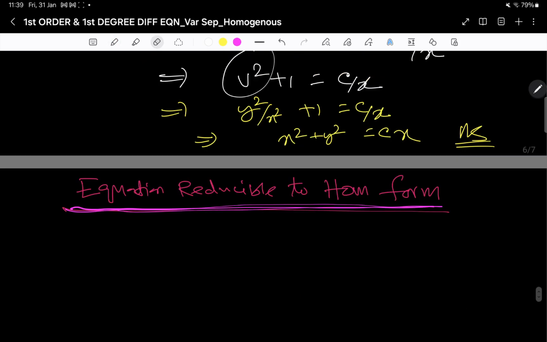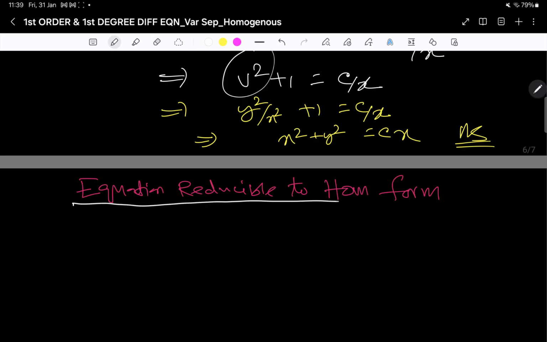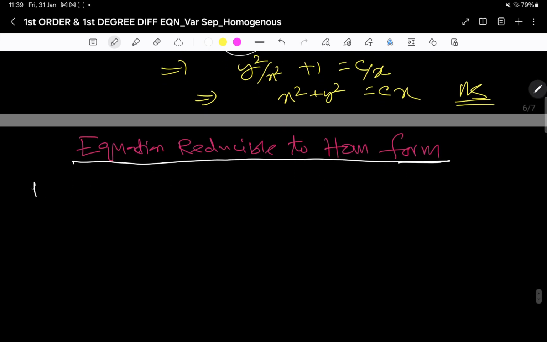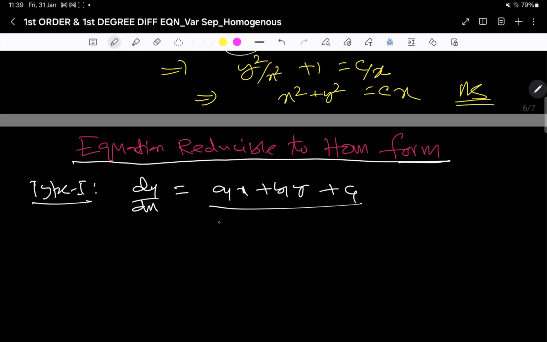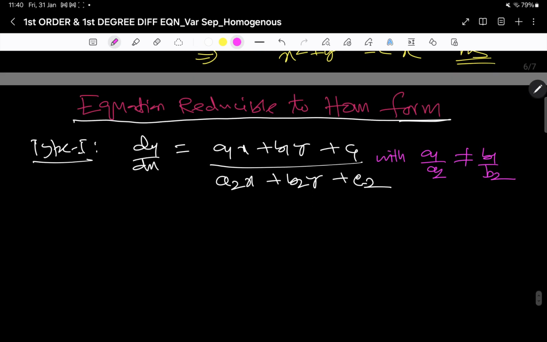Okay. Next, coming to equations reducible to homogeneous form. The equation is not directly homogeneous, but we can reduce it. Suppose there are two cases. Type 1: dy by dx is equal to a1x plus b1y plus c1 divided by a2x plus b2y plus c2, and here the case is a1 by a2 is not equal to b1 by b2. If this is so, then what is the methodology?